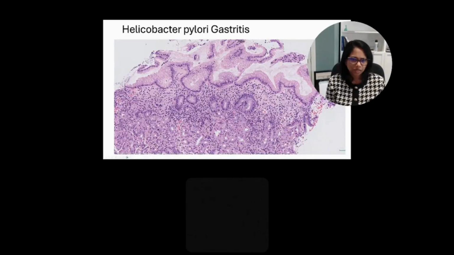So Helicobacter pylori or H. pylori gastritis. Helicobacter is a gram-negative helical or curve-shaped bacteria, and this is not the most dramatic example, and sorry, this is quite a superficial aspect because I was trying to capture the organisms as well.